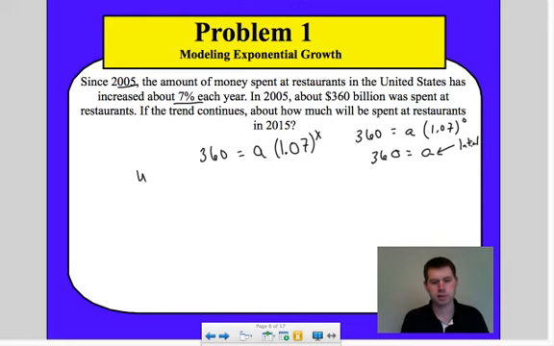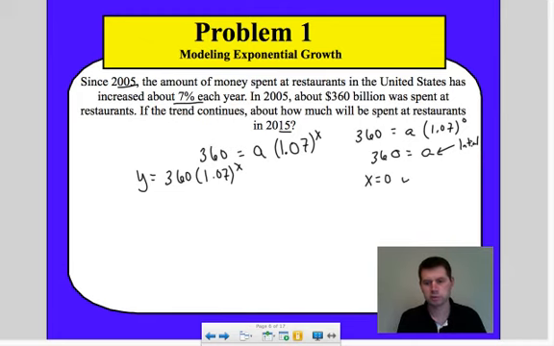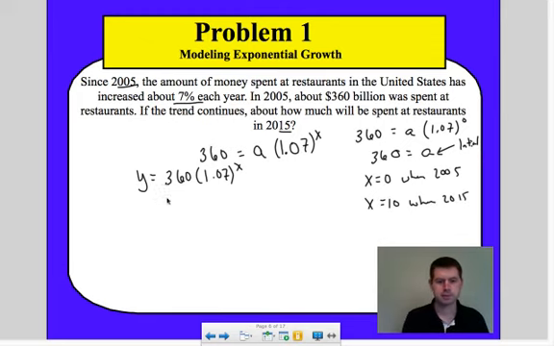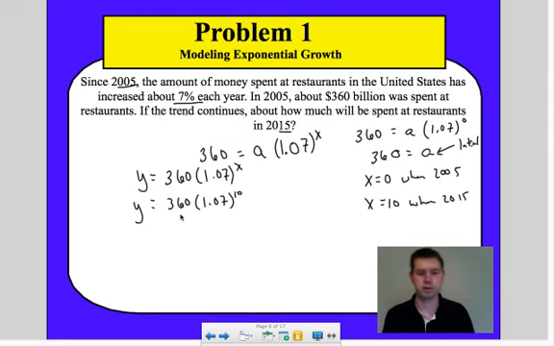So we now have this equation that is y equals 360 times the 1.07, so that's our percentage increase each year, raised to x. So we want to figure out 2015. So if x equals 0 when 2005, then x equals what when we're in 2015? Should be 10. Okay, so we're going to plug in 1.07 raised to the 10th. Now it's not time, so we're not going to move the decimal place.